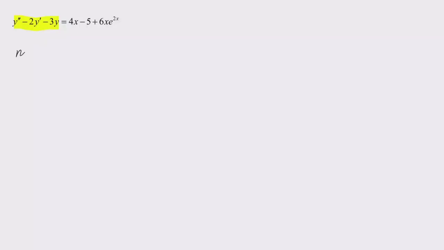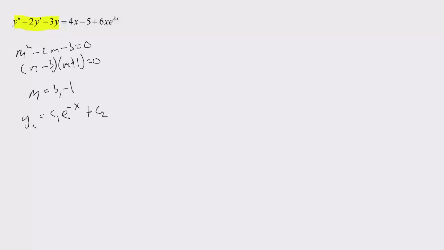So that's m squared minus 2m minus 3 equals 0. And I believe that's minus 3 and plus 1. So m would be 3 and negative 1, which would translate to a general solution of c1 e to the negative x plus c2 e to the 3x.